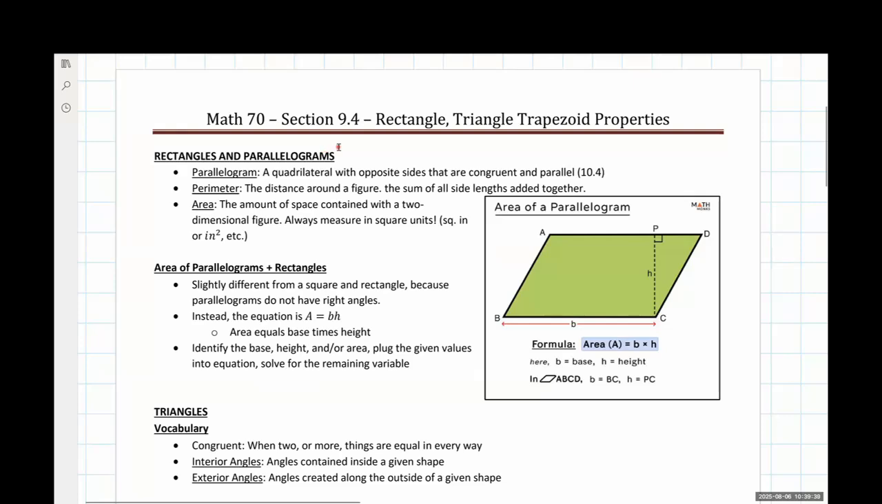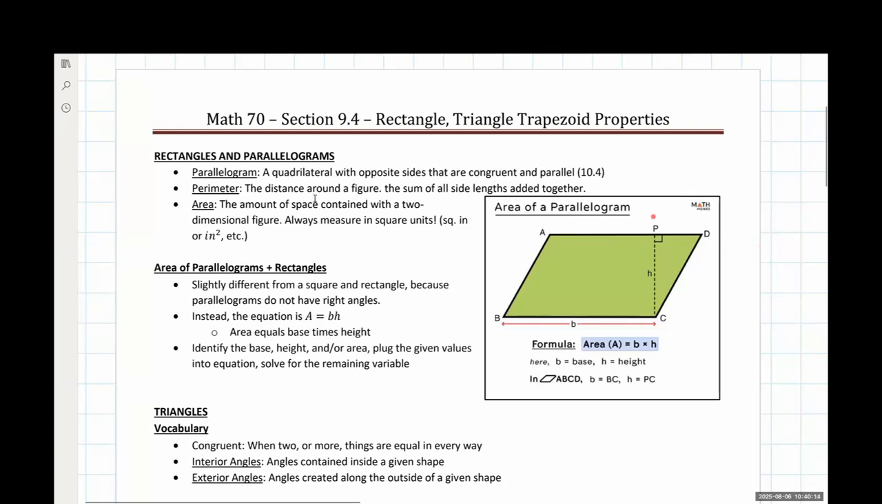So section 9.4 has us working with rectangles, triangles, and trapezoid properties. A big portion of this section is just here's a whole bunch of equations. There's not much to say about it beyond that. We need to remember them, have them memorized, or have them written down somewhere for ourselves. So that's the big overview of this section, and some definitions and properties more than anything else.